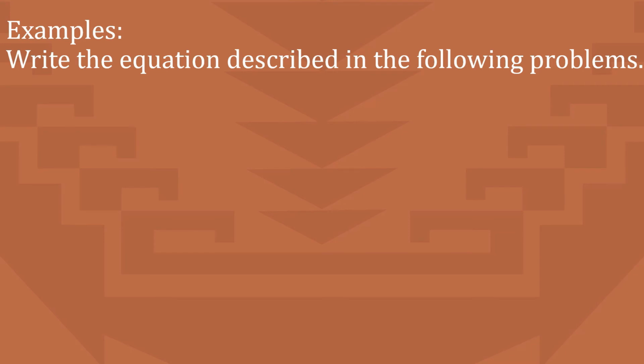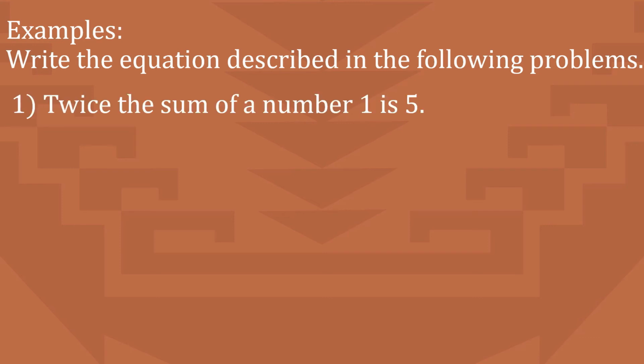Examples. Write the equation described in the following problems. Number 1: twice the sum of a number and 1 is 5. The correct answer: 2 quantity x plus 1 equals 5.